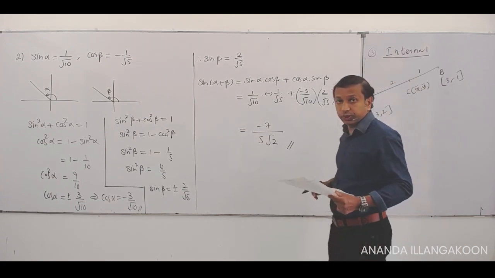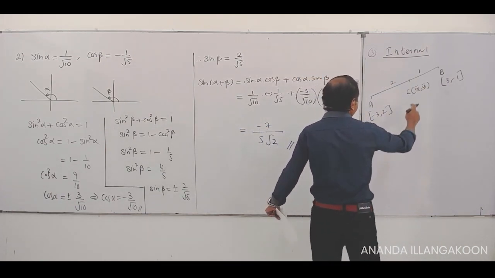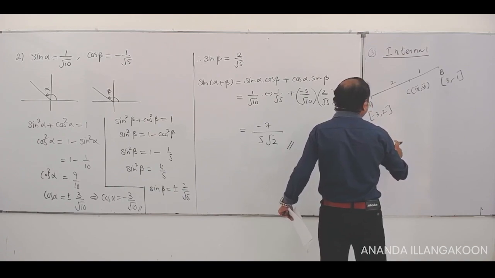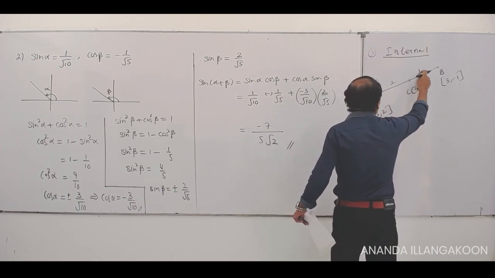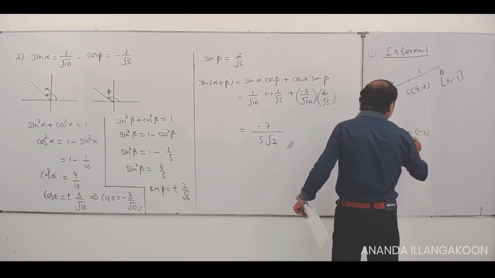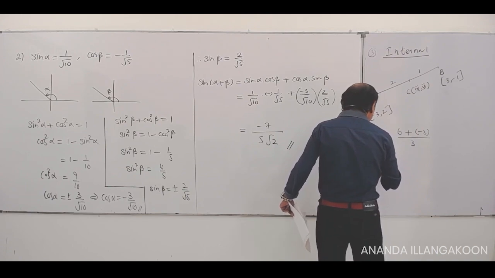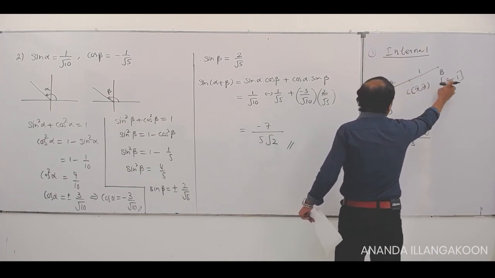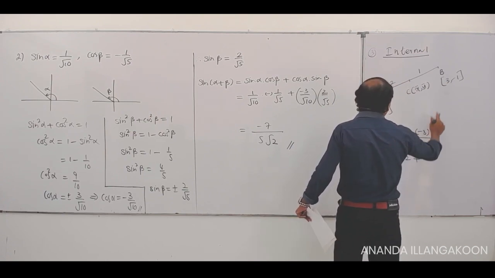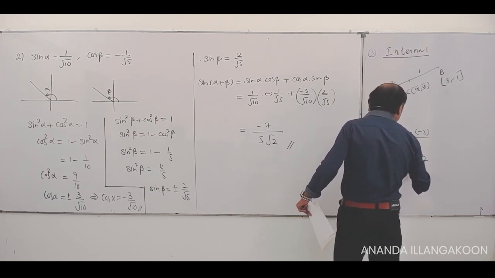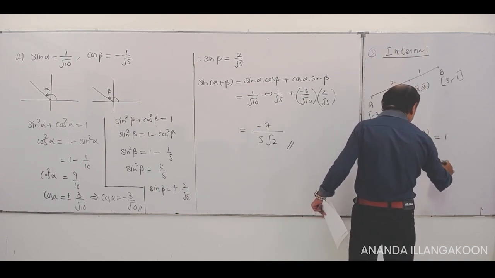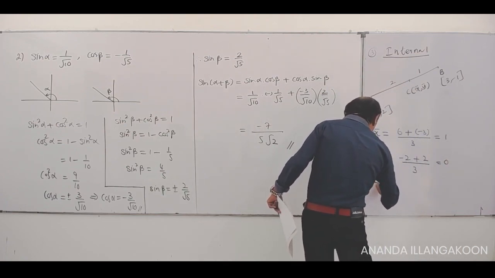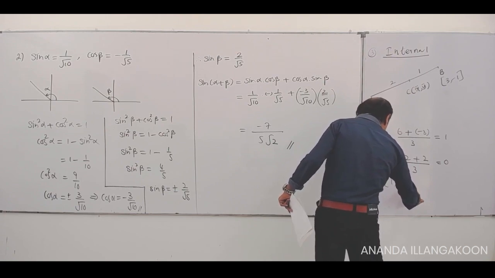Right. Now you know the ratio theorem. X bar we write: 2 into 3, 6, plus 1 into minus 3, divided by 2 plus 1, 3. Y bar we write in a similar way: 2 into minus 1, minus 2, plus 1 into 2, 2, divided by 2 plus 1, 3. Then here we get 1, here we get 0. Then C is going to be (1, 0) in the internal case.